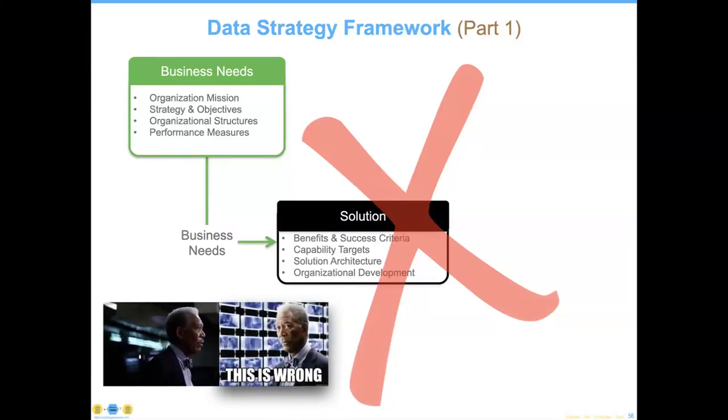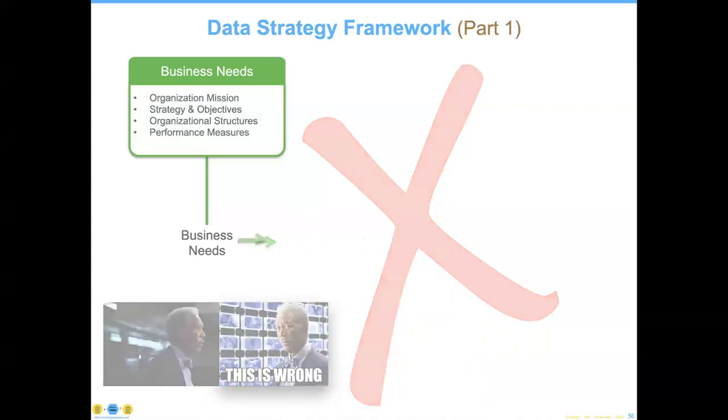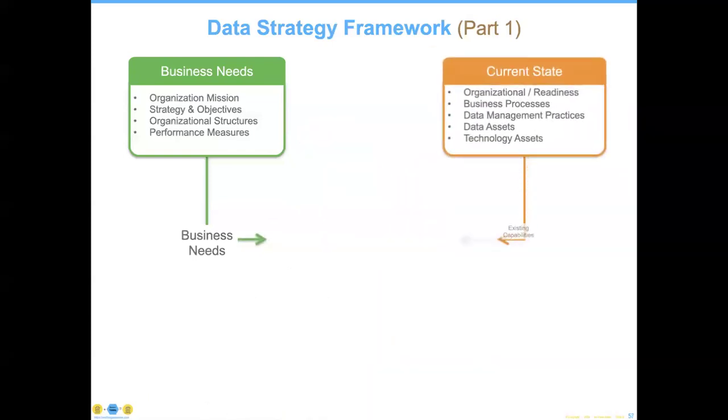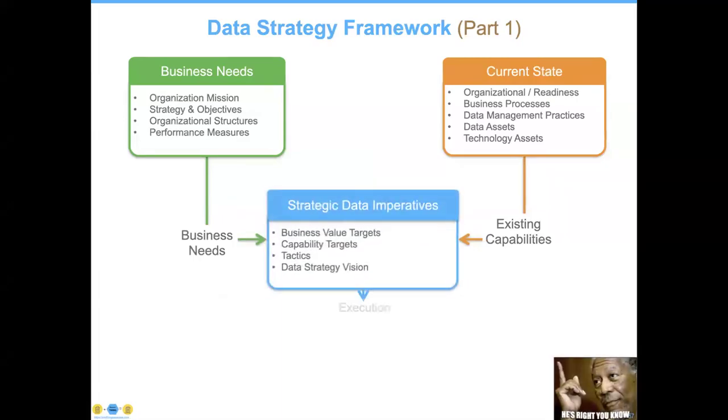This is wrong. Thank you, Morgan Freeman. So pulling him in just a touch there. Yes, what is wrong with this? Well, it leaves out a very important component: what is the state of your existing organization? If your organization is attempting to do something that's beyond its organizational capabilities, you're simply wasting money. And that happens over and over and over in organizations that are really unfamiliar with the process.